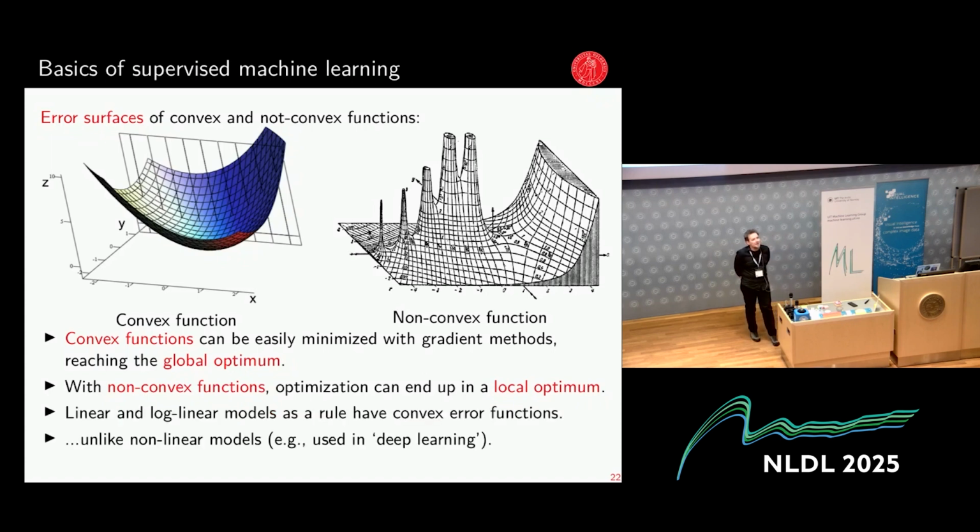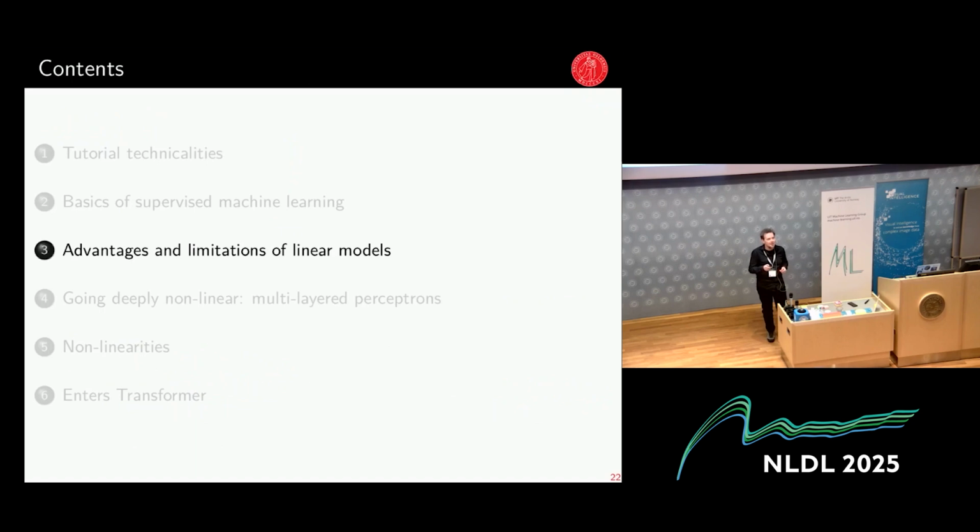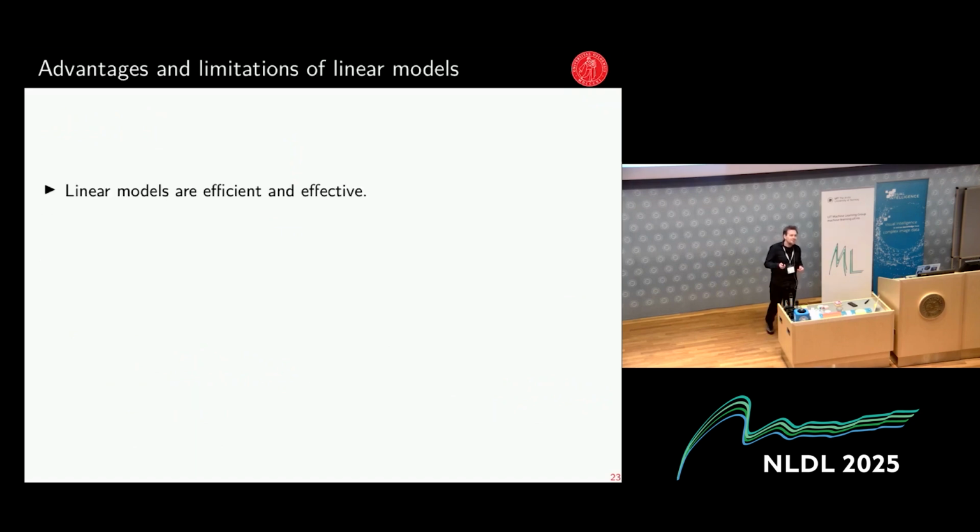And with linear models, like the ones that I have mentioned before, the error functions are usually convex. So it's really easy to optimize them using gradient methods. With nonlinear models, like the ones used in deep learning and in modern large language models, the error functions are usually non-convex. This is some sort of a problem, but in practice, the gradient-based optimization methods still work okay-ish. Right. Okay, so linear models, right?